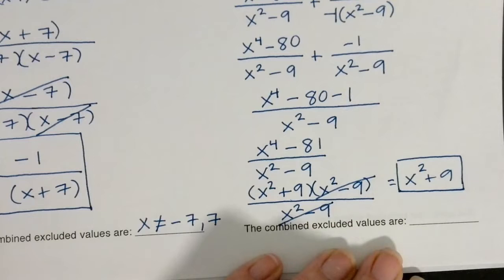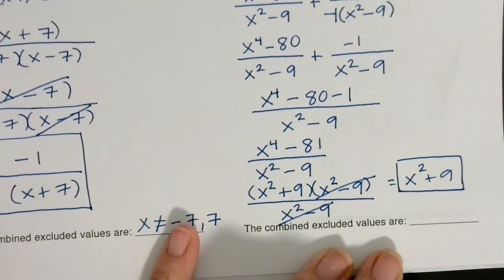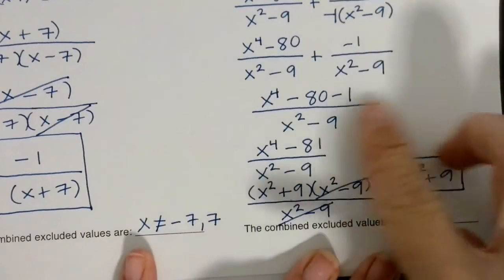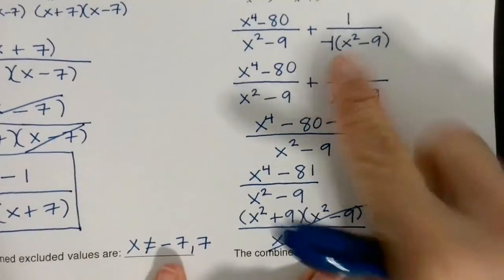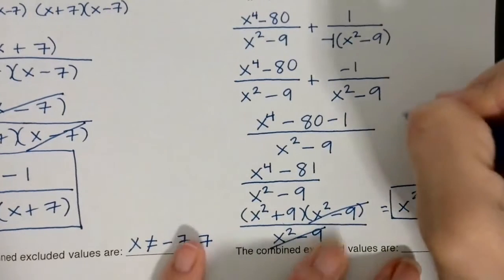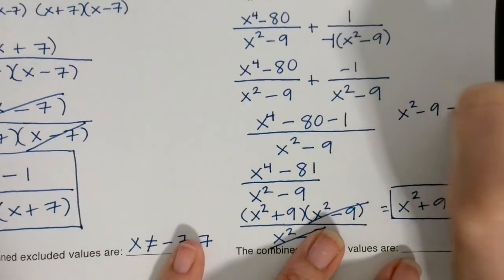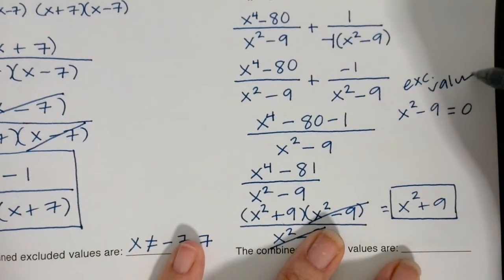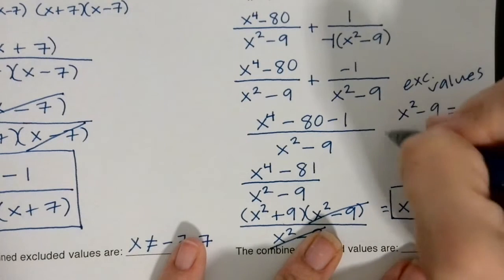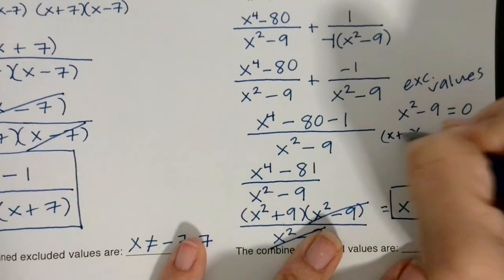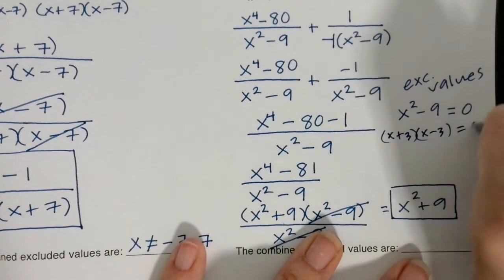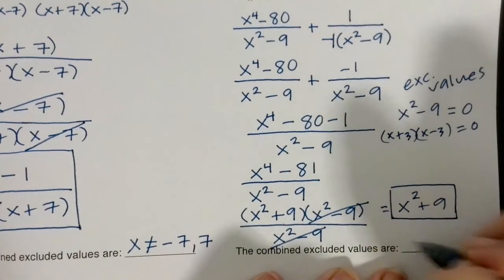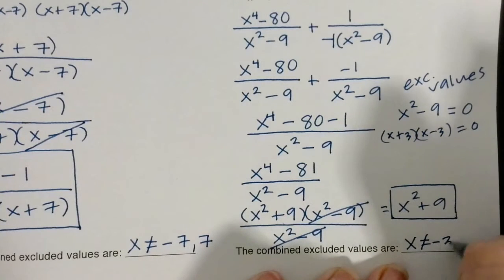So now the question is, what are the excluded values? So that's where we have to go look up at our denominators. So the denominator was the same, we just factored out a -1 from it. So we are just going to do x squared minus 9 equals 0 to find our excluded values. So that would be x plus 3, x minus 3 equals 0. So the excluded values are going to be -3 and 3.